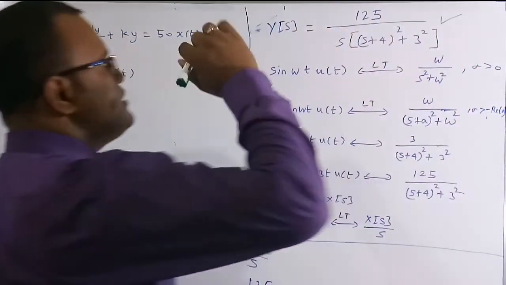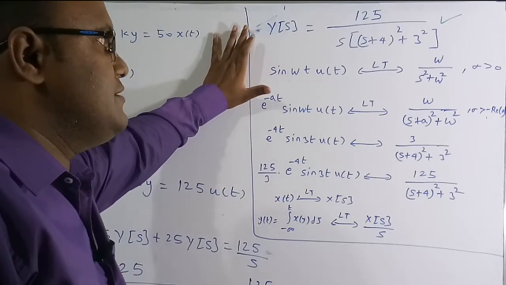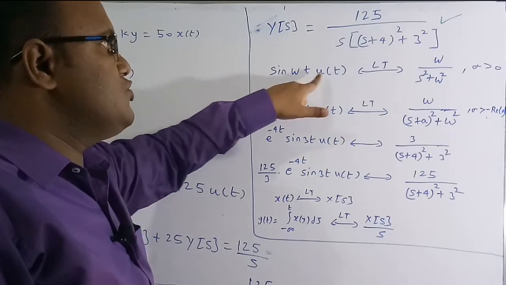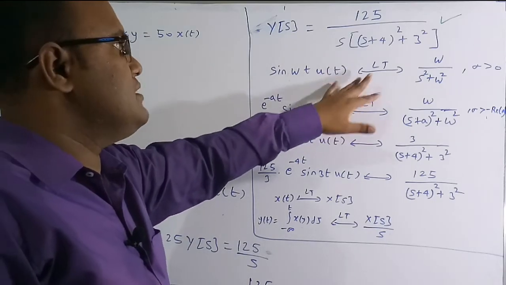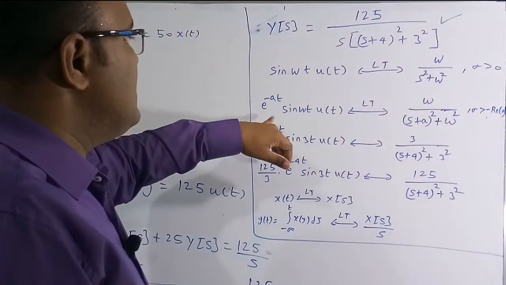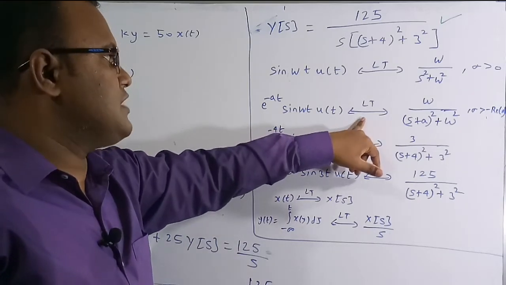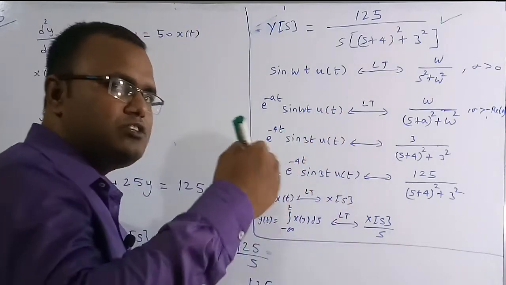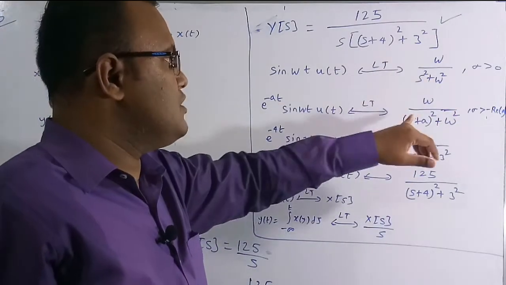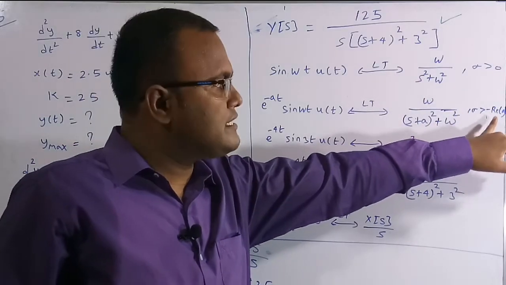Now I need to do the inverse Laplace transform in order to get the expression y of t. Here some of the standard formulas are there. See, sin omega t into u of t, the Laplace transform is omega by s square plus omega square with ROC sigma greater than 0. And similarly, e to the power of minus at into sin omega t into u of t, if you do the Laplace transform, e to the power of minus at into f of t is nothing but f of s plus a. So wherever s is there, substitute s plus a. Therefore omega by s plus a whole square plus omega square. Here ROC is greater than the minus real part of a.